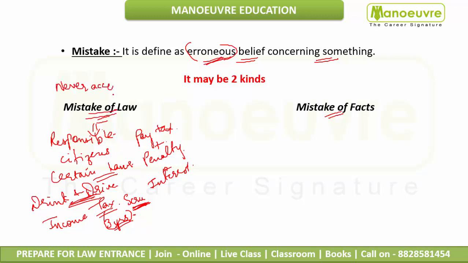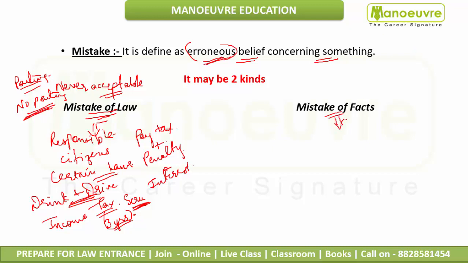It is never acceptable. For example, I'll give you a small example. If you're parking a car in a no parking area, and thereby you say, oh shit, I was not aware that I shouldn't park my car over here. Can that be acceptable? That can never be acceptable.